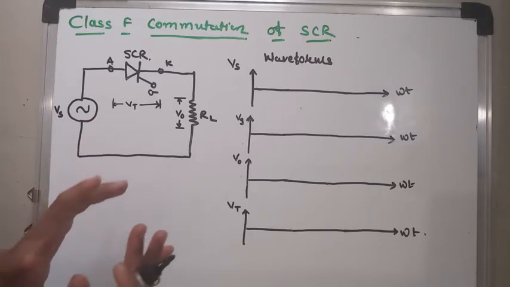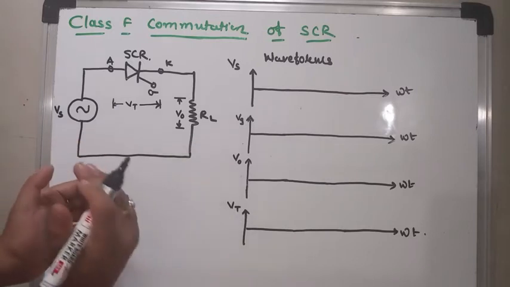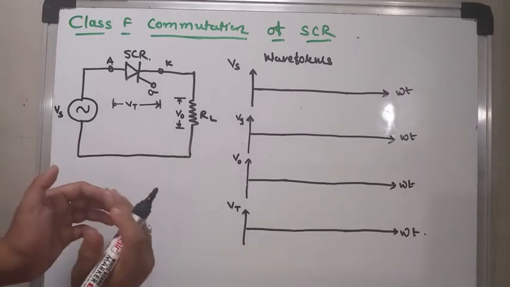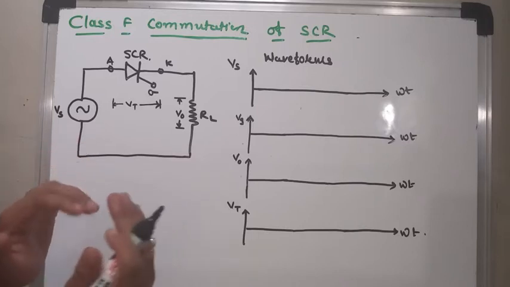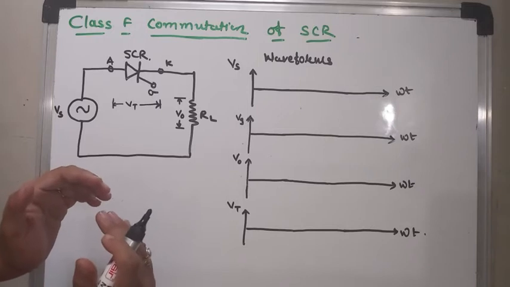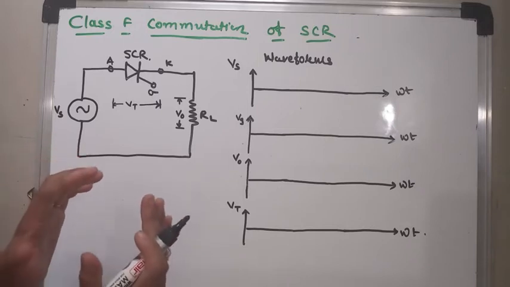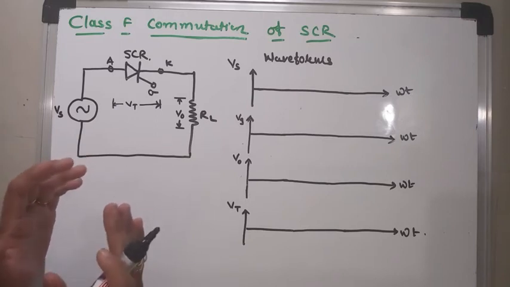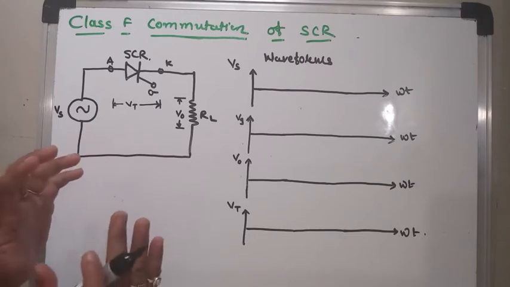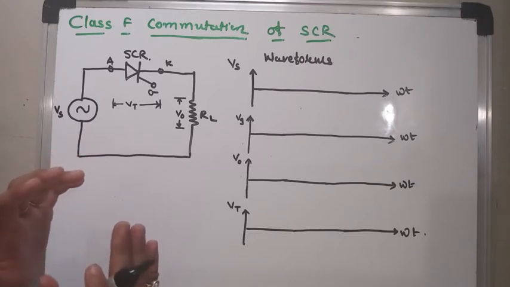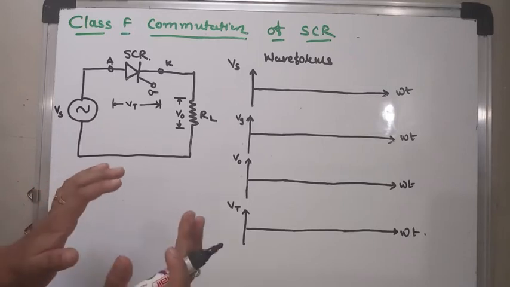Now what does natural commutation mean? When the SCR is operated on an AC supply, during the positive half cycle, when you give a pulse to the gate terminal, the SCR comes into conduction mode and starts conducting, and during the negative half cycle the SCR turns off automatically by the natural tendency of the AC wave. That is called natural commutation.